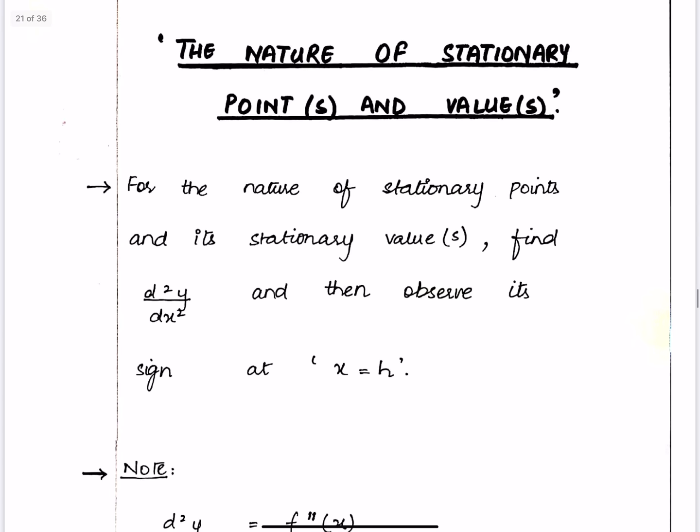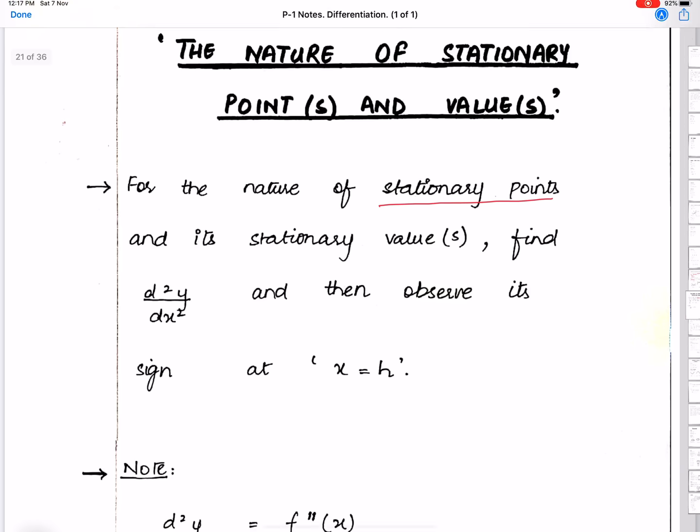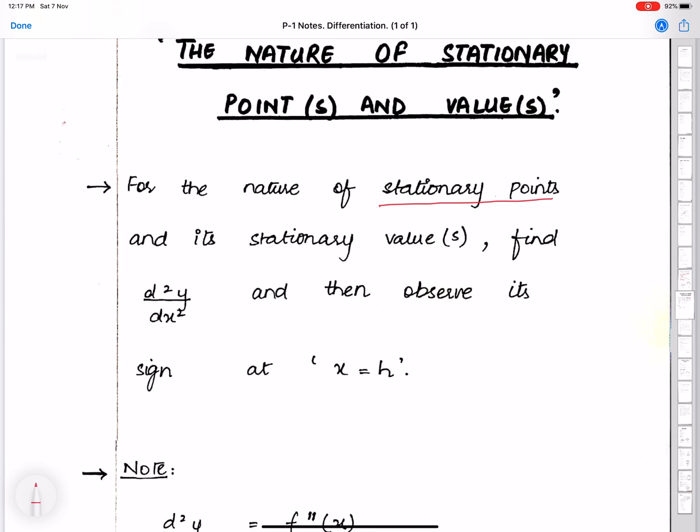Next topic, the nature of stationary points and values. For the nature of stationary points and stationary value, we find the second derivative and then we observe its sign at x is equal to h. So for both nature of stationary point and stationary value, we always work for the second derivative and then we observe its sign at x is equal to h.